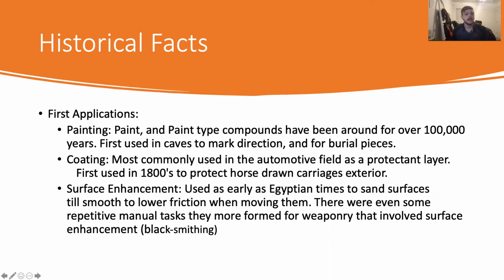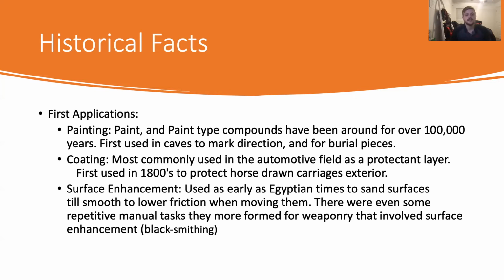And then next is coating. Coating was most commonly used in the automotive field. Even back in the day in the 1800s, it was used to protect horse-drawn carriage exteriors from rocks flying up or paint chipping or anything of that nature.